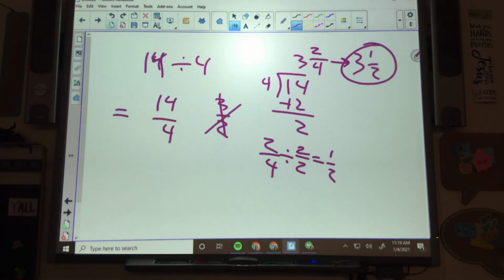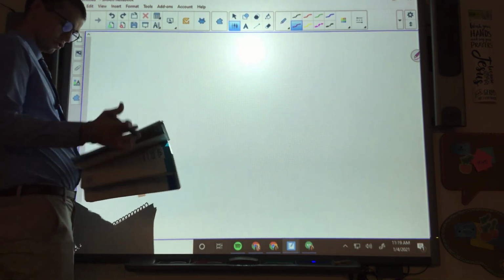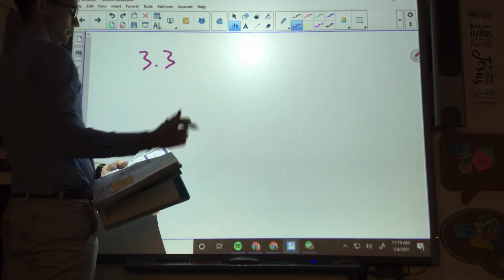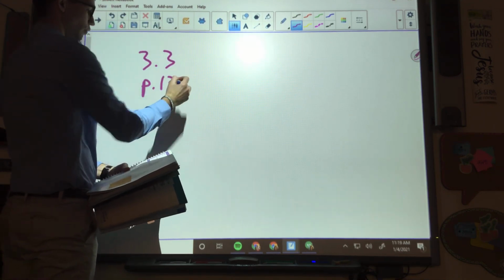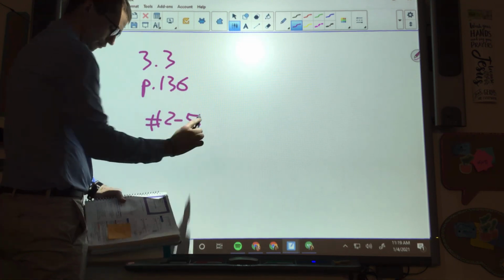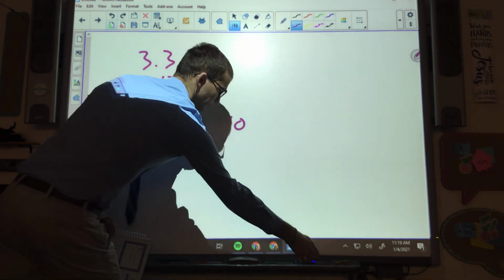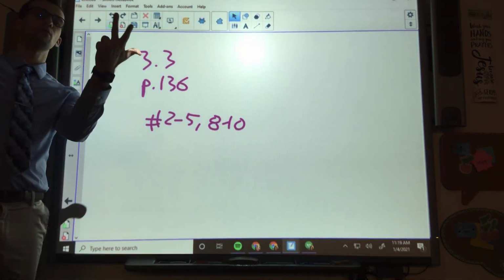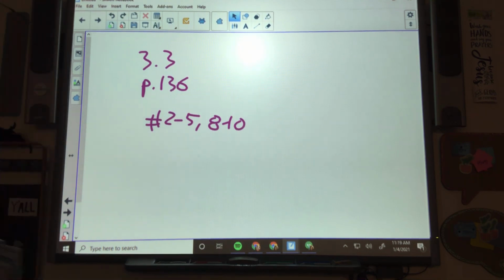And that is all I have. Here's your assignment. 3.3 on page 136, numbers 2 through 5 and 8 through 10. 2, 3, 4, 5, 8, 9, 10. That's 7 problems.